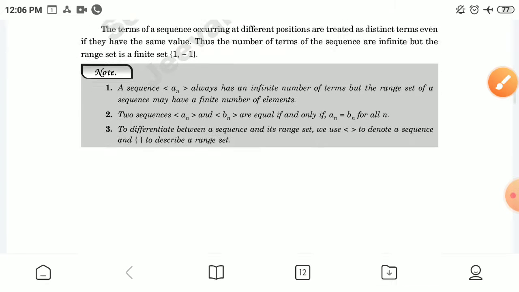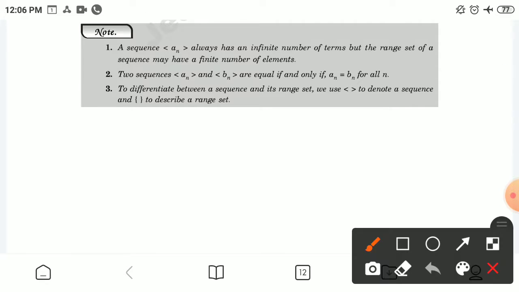Making note, a sequence {a_n} always has an infinite number of terms, but the range set of a sequence may have a finite number of elements. Note second, two sequences {a_n} and {b_n} are equal if and only if a_n is equal to b_n for all n. To differentiate between a sequence and its range set, we use this symbol to denote a sequence, and this is to describe a range set.